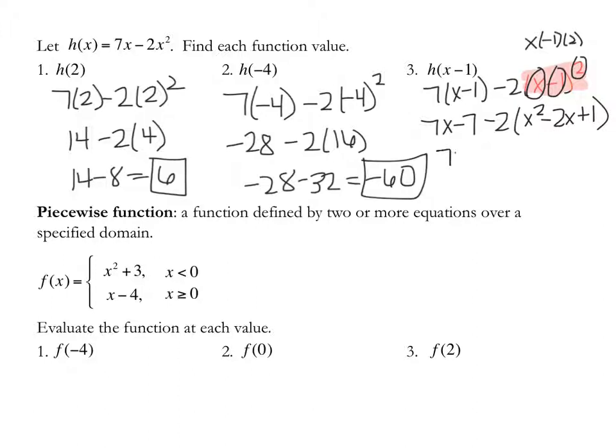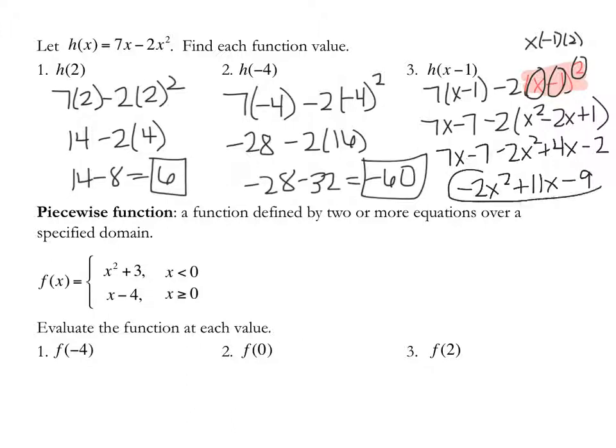So to finish this, it's going to be 7x minus 7 minus 2x squared plus 4x. Make sure you're distributing that negative 2. And then just combine your like terms. You get negative 2x squared plus 11x minus 9. So that's the final answer for that one.